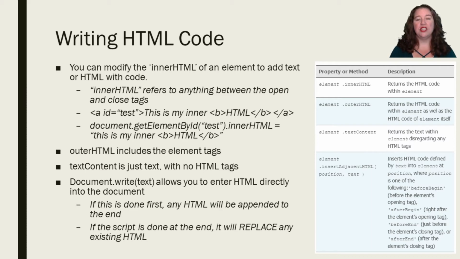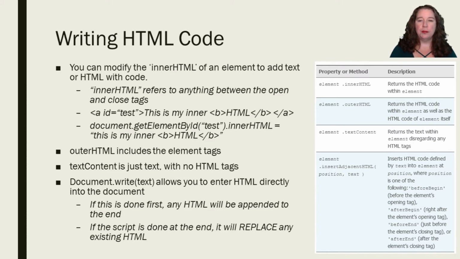Inner HTML gets you everything that is in between those tags, HTML or text, and either returns or sets that value. In this example, I have an ID called test, and my inner HTML is, this is my inner bold HTML, close bold. That's how that's set up. So that's your inner HTML. Outer HTML is everything inside of inner HTML, including the element tags, if you need the element tags. So if you want to do that, you can use outer HTML.